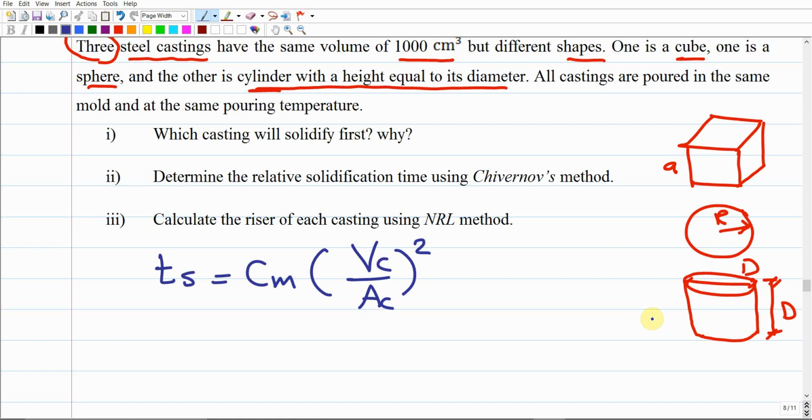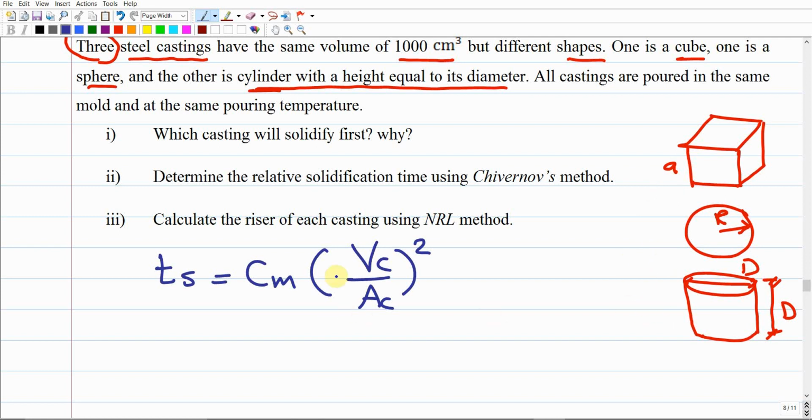Why? Because they're going to be cast of the same material in the same mold under the same boiling temperature. So the casting conditions are the same for all of the castings. It means that this C_M will be the same for all of them. Make sense?